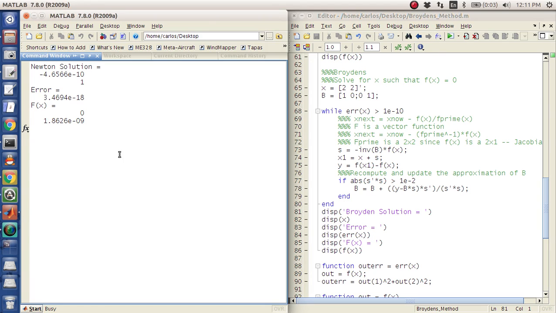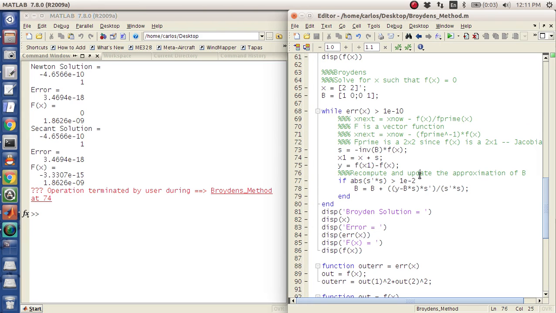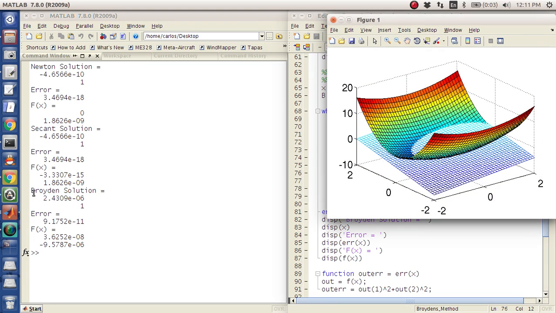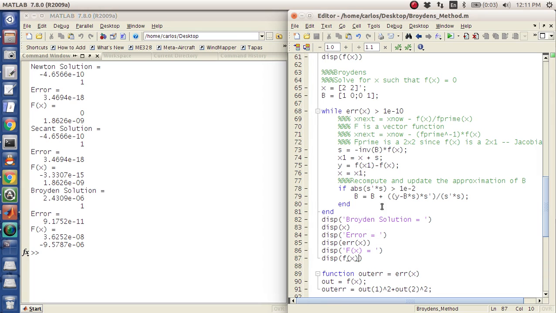Oop, definitely did not. It's just going. So probably instead of a while loop, we want a for loop. Oh, I know what happened. This is pretty easy. I never updated x1, so after I evaluate y, I need to say x equals x1. That way I can actually reevaluate it. There we go. Sweet. So there's the Broyden solution, 0, 1. So it got it, no problem. That's actually pretty awesome.